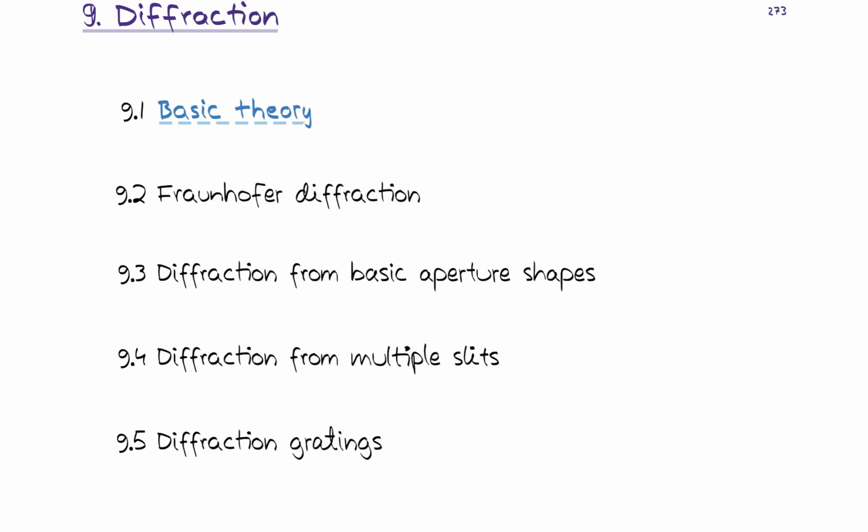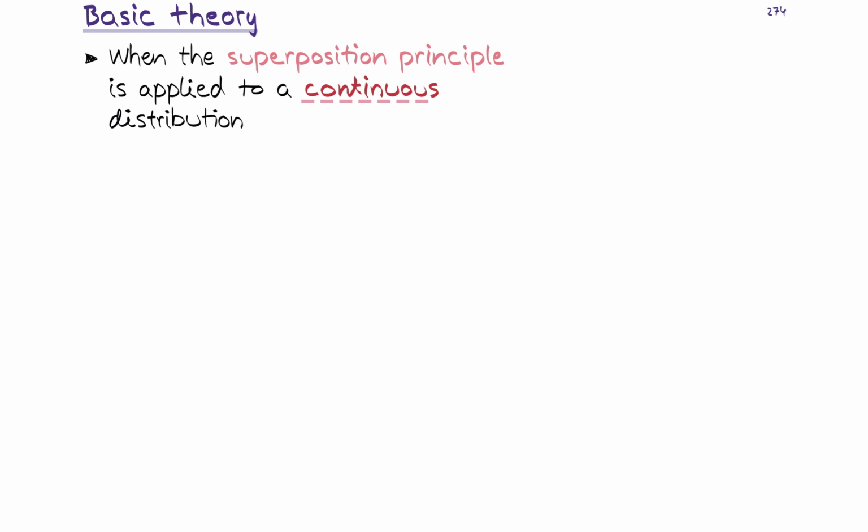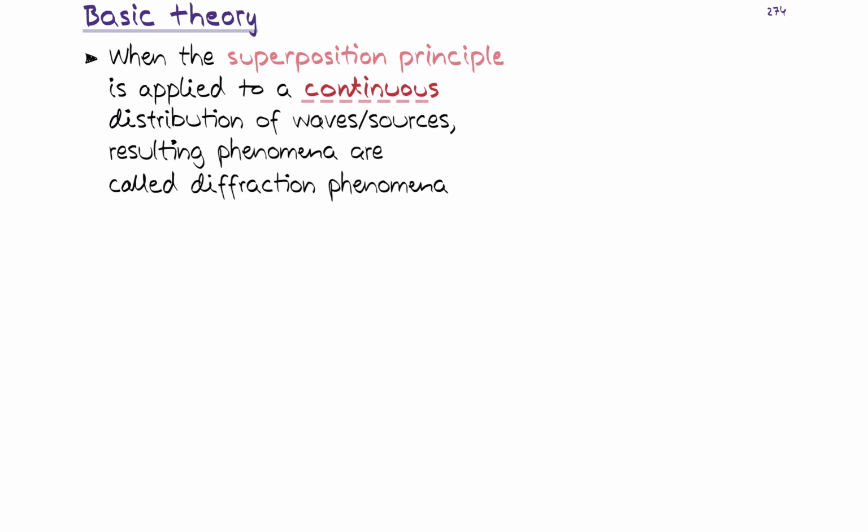And now I will start my first lecture regarding the basic theory. So here we start. We now apply the superposition principle, as we have so bravely applied in previous lectures. But now, instead of operating on a discrete distribution of wavelets, fields, or sources, we think that we have a continuous distribution of sources or waves that give rise to the phenomenon of diffraction. So now we do not call these interference phenomena anymore, but rather diffraction phenomena.